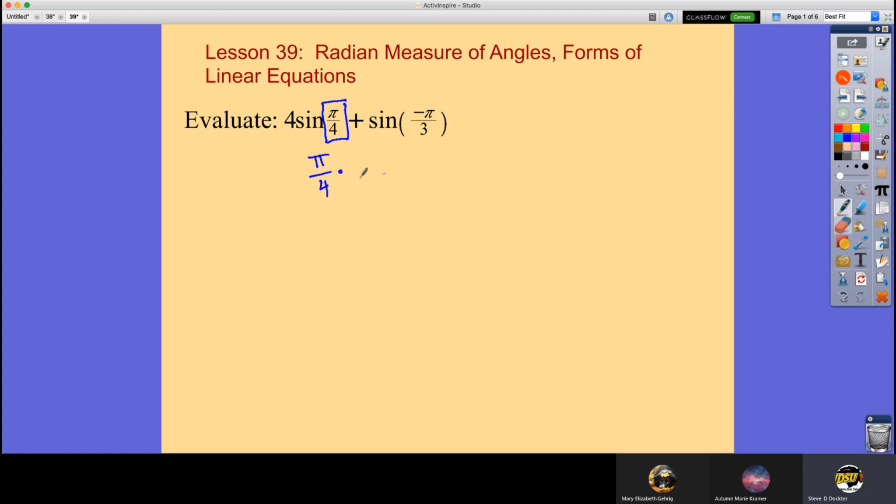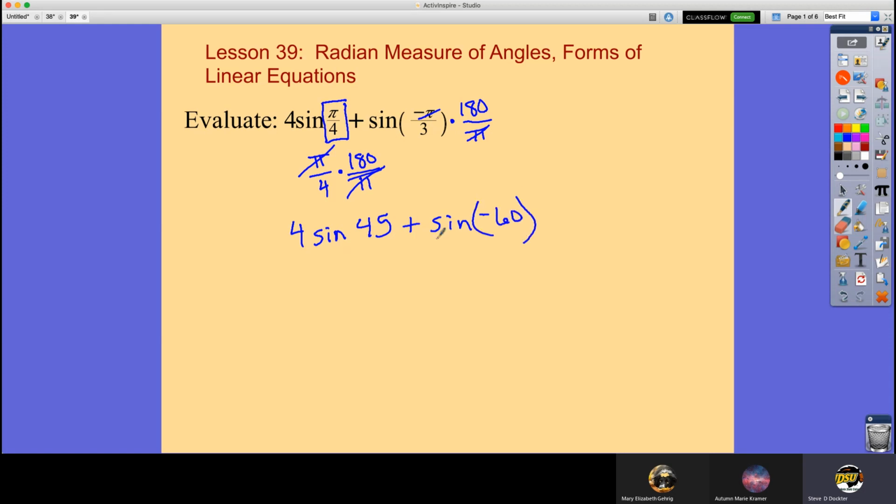Do it on your calculator. What are we going to multiply by? 180 over pi. Very good. And what happens here is these pi's should cancel. 180 divided by 4 ends up being 45. So 4 sine of pi over 4 turns into 4 sine of 45. And then we're going to do the same thing for the second one. We're going to multiply that by 180 over pi. Pi's cancel. 180 divided by 3 is 60. So we've got sine of negative 60 degrees.